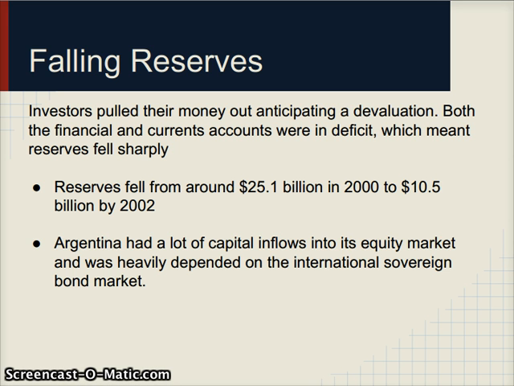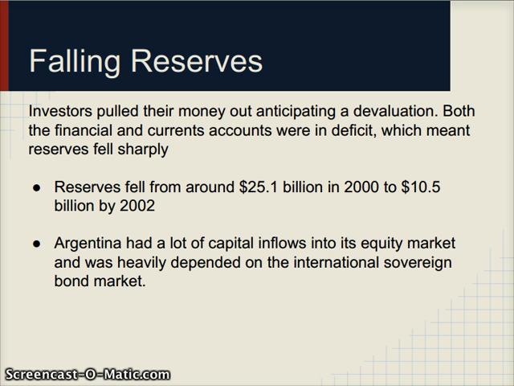So the next was falling reserves. Investors started pulling their money out in anticipation of a devaluation. And what happened was both the current account and the financial account flipped into deficit, which meant that reserves started falling sharply. Reserves fell from about 25 billion in 2000 to 10.5 in 2002. And what that meant was that the external buffer that Argentina had in terms of its dollar reserves with which it could defend its currency completely evaporated.